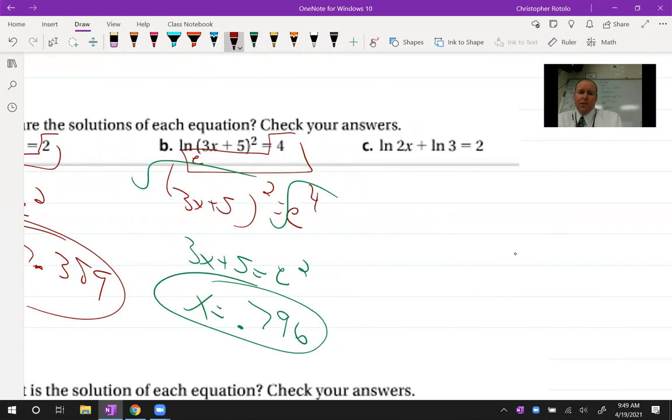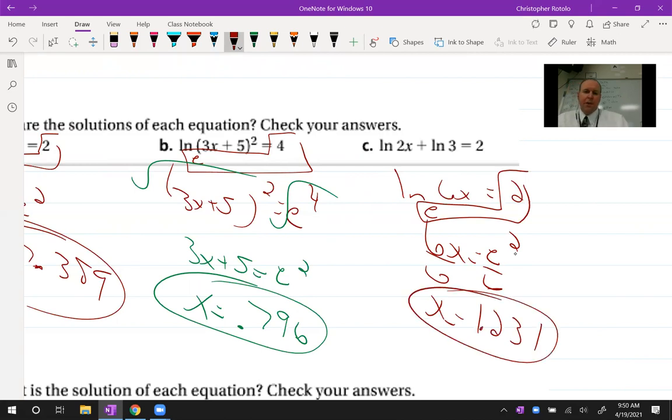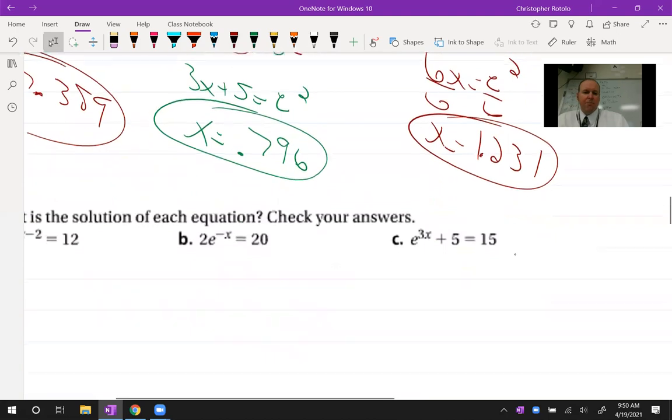All right, and our last one, we can also ask you to put these together. So if it's addition, we're going to multiply. So this is natural log of 6x equals 2. L-shaped box because it's a log. So 6x equals e squared. So we need that e squared again. That's 7 point something. And divided by 6. So x turns out to be 1.231 if we're following along and we're using a calculator correctly.